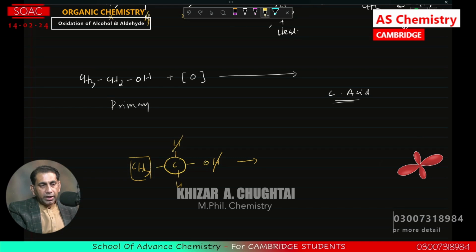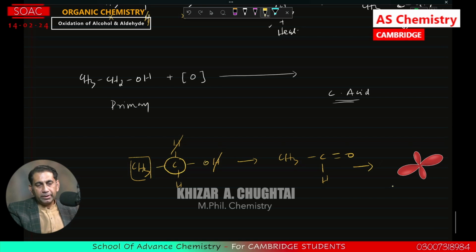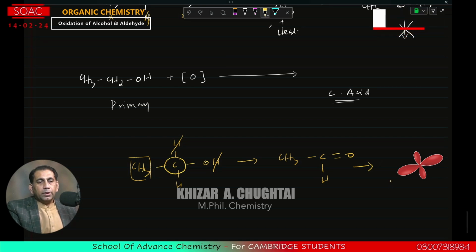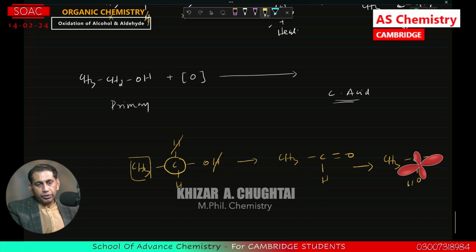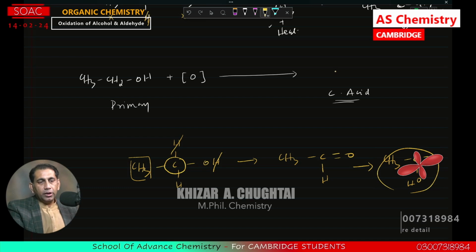Two hydrogens, correct. This is step number 1. C double bond O. There is 1 hydrogen. Is there any possible step 2? Good. So I will change it into OH. Right, good. This is the final. So I'm going to write it over here.